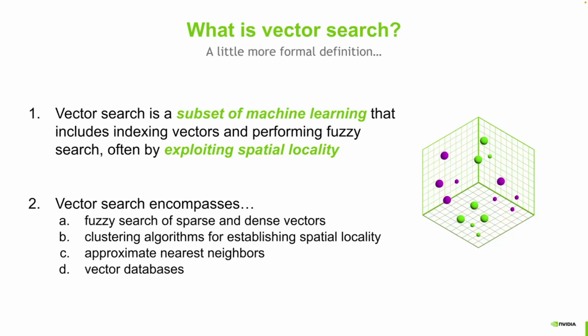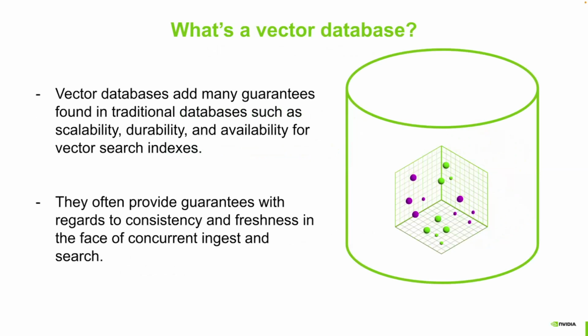It encompasses fuzzy search, both sparse and dense, and clustering algorithms that are used to establish spatial locality. Approximate nearest neighbors is the underpinning for vector search, and it also includes vector databases, but it is not equal to vector databases. So what is a vector database?